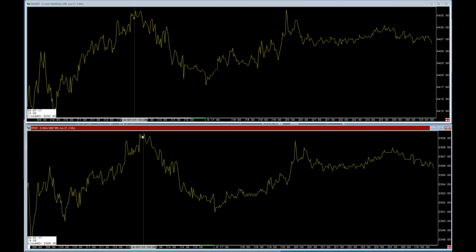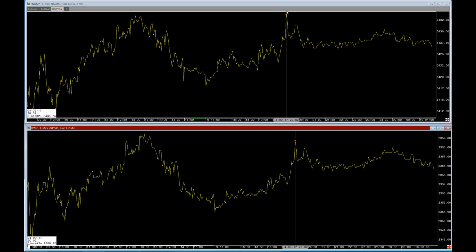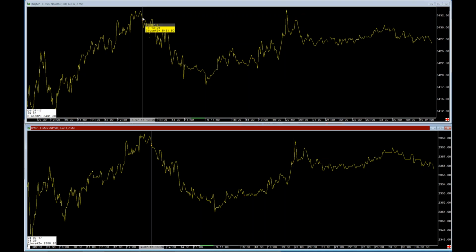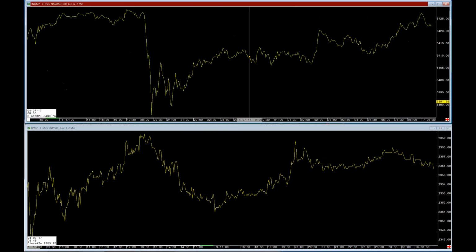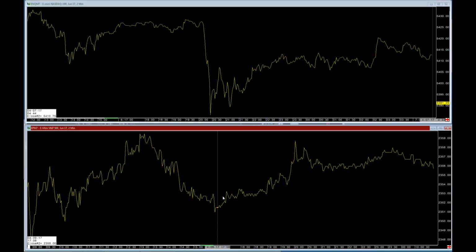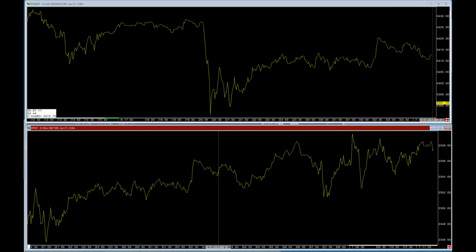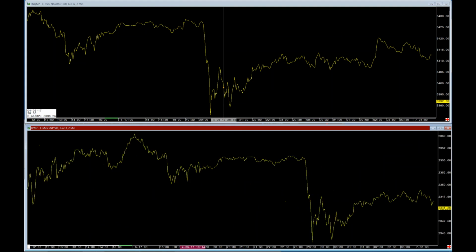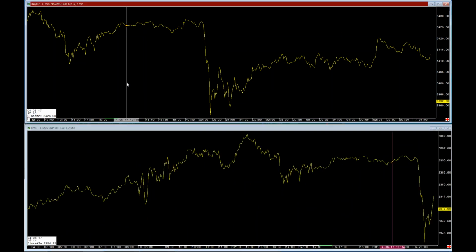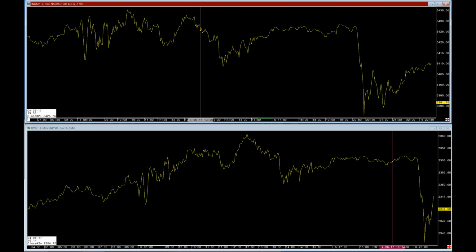Here's another one. You see this high right here? Doesn't get breached. But look at the NASDAQ. It does breach this one, although it's pretty close. You do it on the lows too. These lows look the same. See how these two charts look the same? Here's a good one.